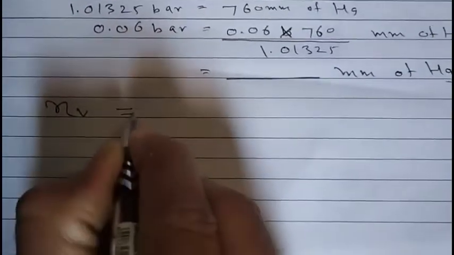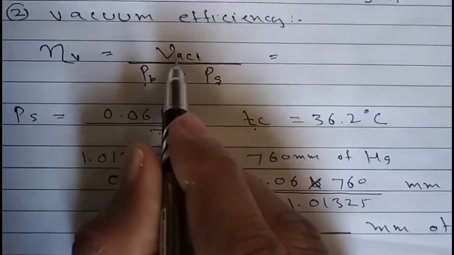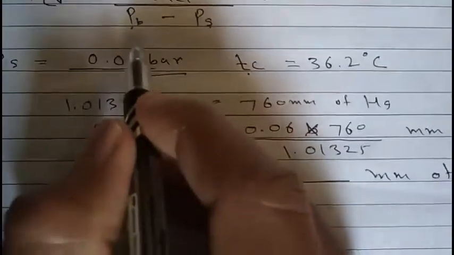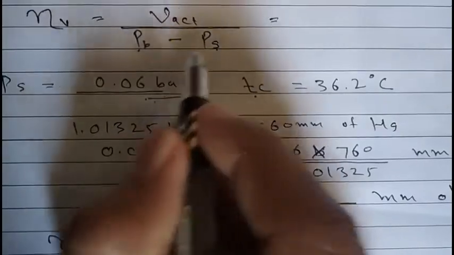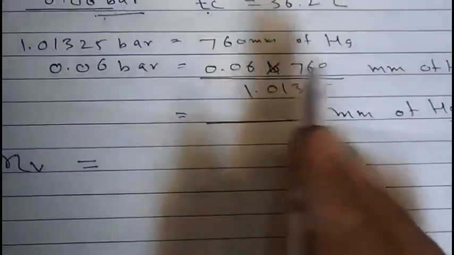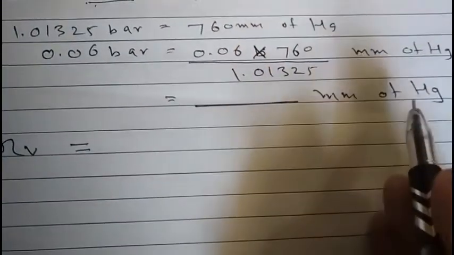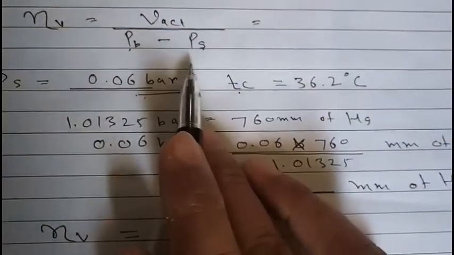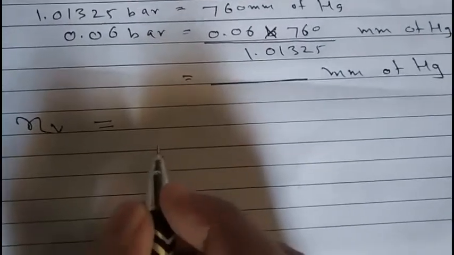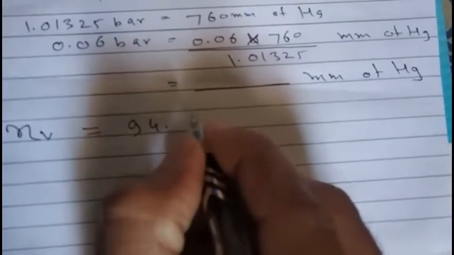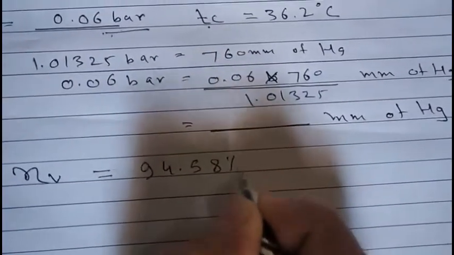Now after finding the partial pressure of the steam in mm of Hg, you can calculate the vacuum efficiency from this formula. Actual vacuum, which is given, 680 mm of Hg, barometer reading 764 mm of Hg, and the partial pressure of the steam you can calculate from this calculation, convert it into mm of Hg, and then put it into this equation. So you can calculate the vacuum efficiency, which comes out to be nearly 94.58%. So you verify it and do the calculation.